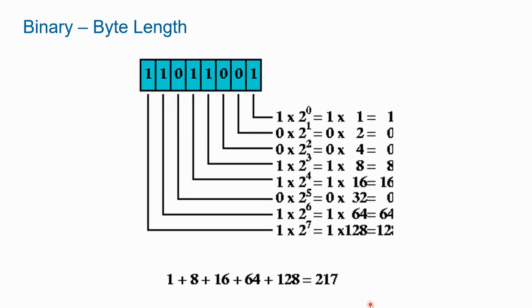Base 10 is based on 10 digits, 0 up to 9. And then, when we get to 9, we go 1, 0. When we get to 19, we go 2, 0, right? So we're used to the base 10 system.